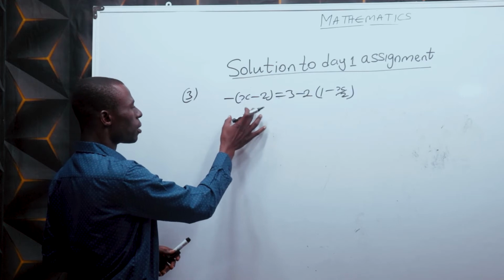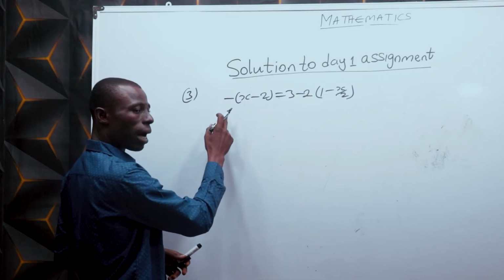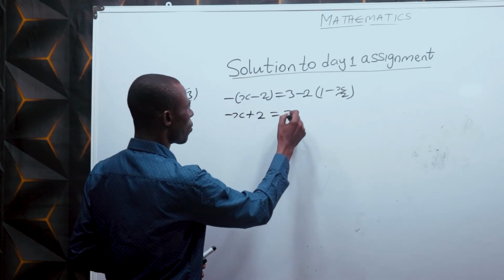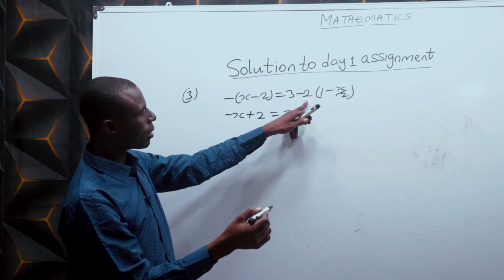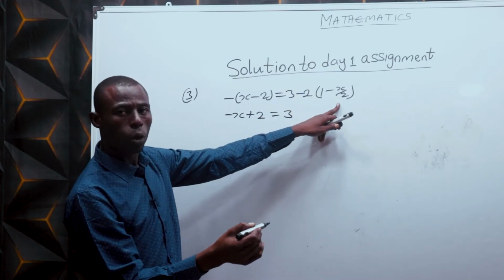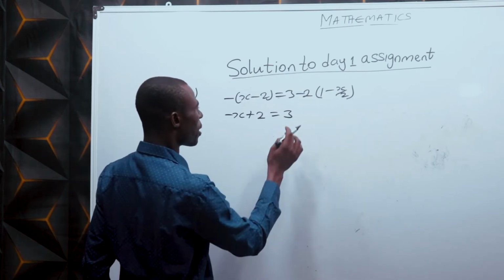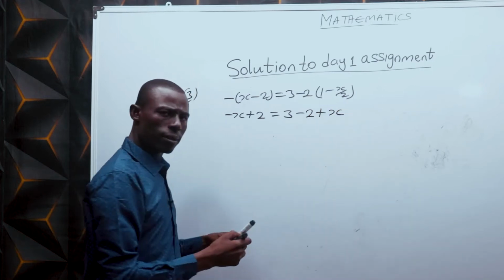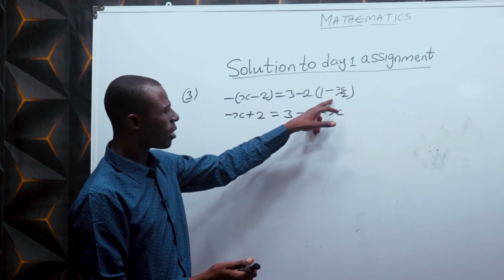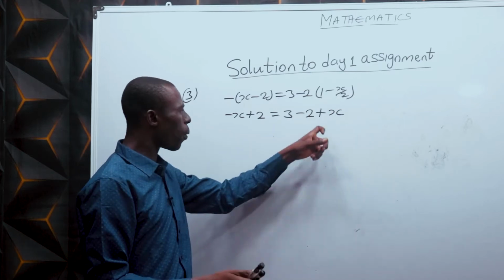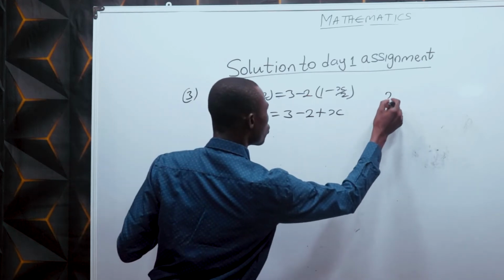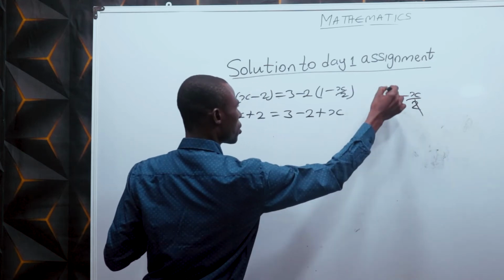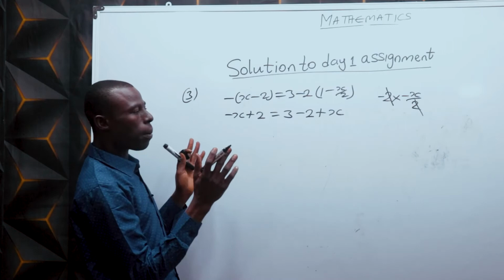Solution to question 3 of the assignment. What we do here is to open the brackets by negative 1. So we have negative x plus 2 equals 3. Negative 2 is to open the bracket here. So we use negative 2 to open the bracket here. We have negative 2 positive x. Negative 2 times negative x over 2 gives us positive x. That is 2 times negative 2 times negative x over 2. This, we cut this. Negative times negative gives positive x.